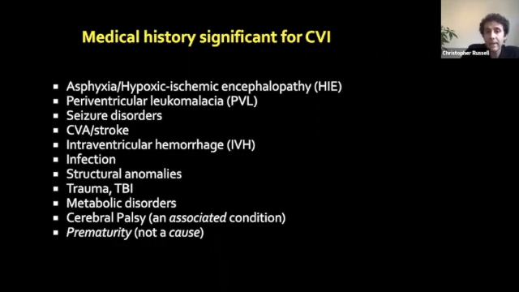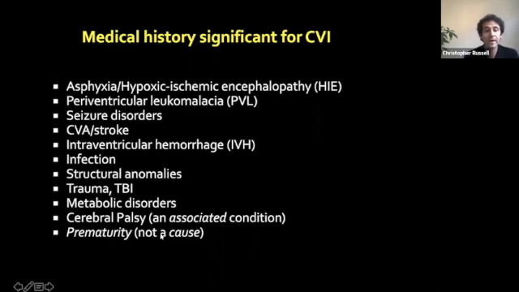I think we need a lot more research on structural abnormalities and metabolic disorders, as well as chromosomal disorders and genetic mutations that cause CVI. I think we're just really in the infancy of explaining and correlating some of these conditions to CVI. And I'll share a couple of examples with you as we go.